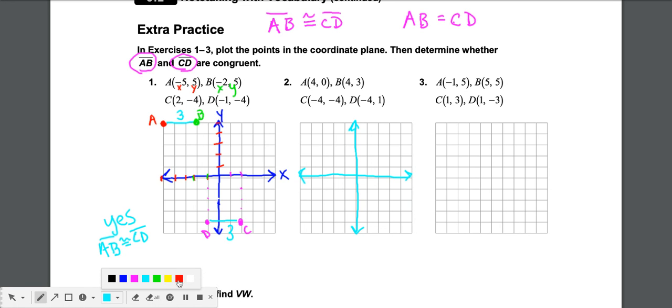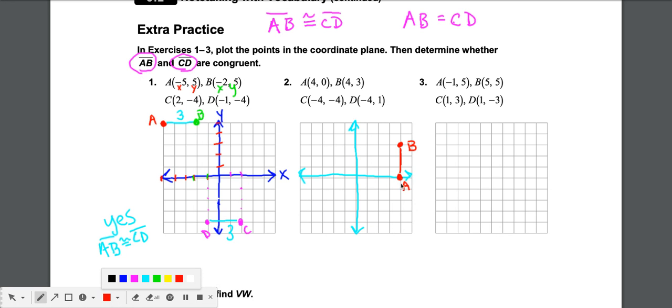I'm going to go a little faster real quick on this one. 4, 0. I'm going to go over 4, and 0 means I do not go up or down, and I just make a point right there. That'll be point A, right? 1, 2, 3, 4 on there. Okay, this one's going to be 4, 3. So I'm going to go over 1, 2, 3, 4, and then up 3, 1, 2, 3. That looks like that'll be my B value.